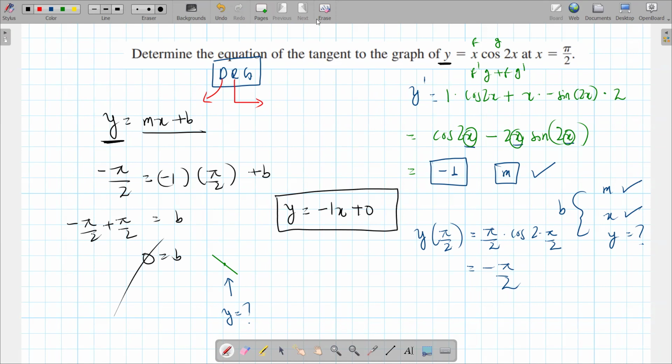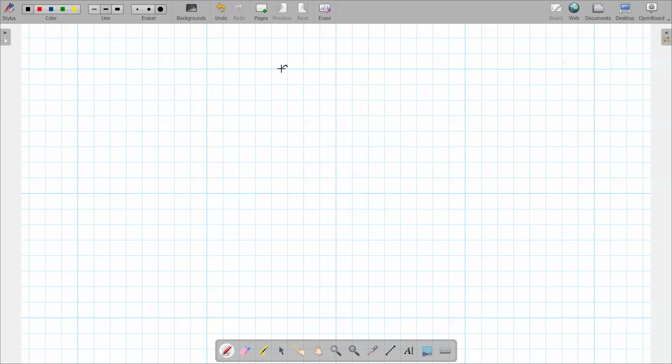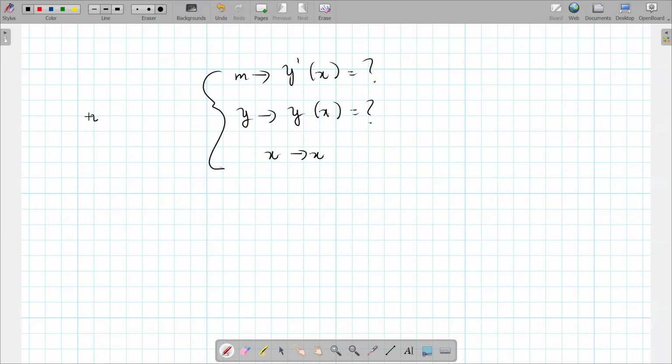Yeah, it did. So equation of the tangent line, same process. You're going to find y prime at that x value. You're going to find the y value at that x value. This is your m. This is your y. And x value will always be given. And then you're going to plug all three of them into y equals mx plus b. That's it. That works for any function.